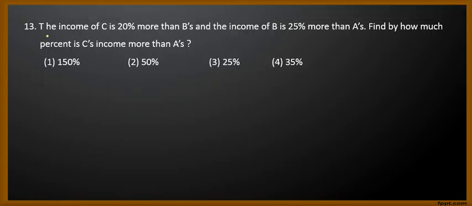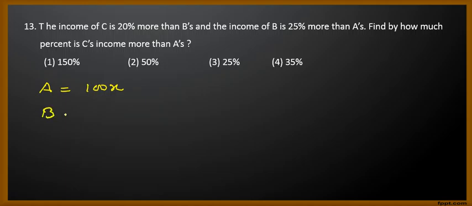So coming to the 13th question, the income of C is 20% more than B's, and the income of B is 25% more than A's. Here the income of C is given with respect to B and the income of B with respect to A's. Find by how much percent C's income is more than A's income. So first of all, B is given with respect to A and C is given with respect to B. Assume A's income be 100x.